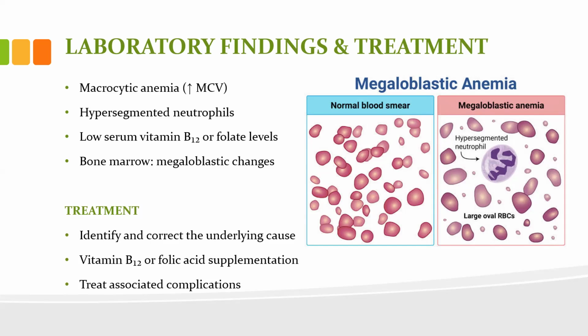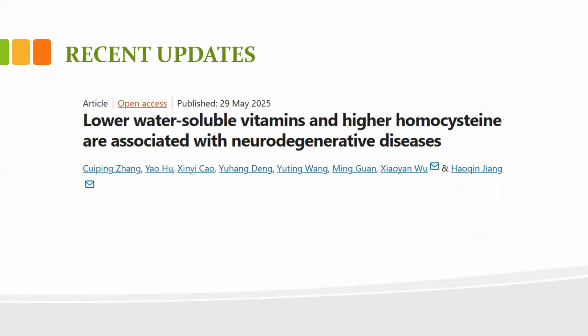So this diagram on the right side is showing the normal blood smear, and the other one is with the megaloblastic anemia. And we can see that in megaloblast, the size of the cell is increased. There are large oval RBCs, and the neutrophils are hypersegmented. So the treatment of megaloblastic anemia is to identify and correct the underlying cause, vitamin B12 or folic acid supplementation, and associated complications should be treated.